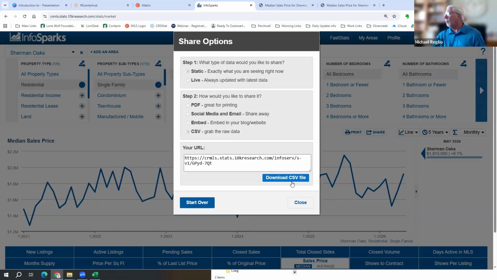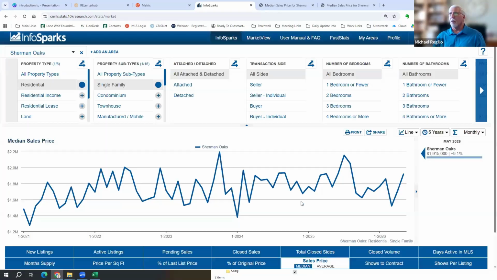I'm guessing you could probably put that into one of the AI systems and say create a market chart for the median sales price, and it would probably do that for you. I'll have to try that. Don't know why I haven't done that yet.